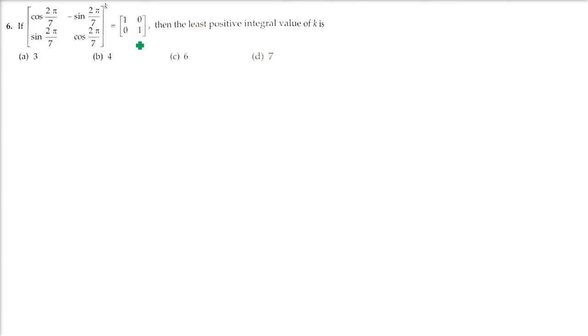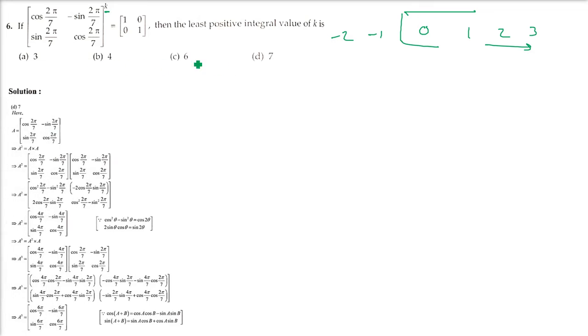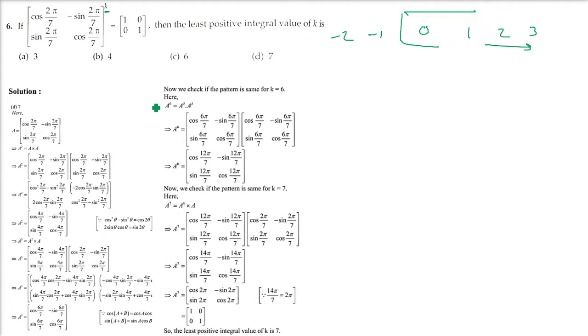This raised to power k is identity matrix. Then the least positive integral value of k is, means for that value of k, when this left hand side will become an identity matrix, we have to find when it will become an identity matrix. So this will not come in MCQs, because it will take a long time. It is actually a 5 marks question, but still we are going to do it here.